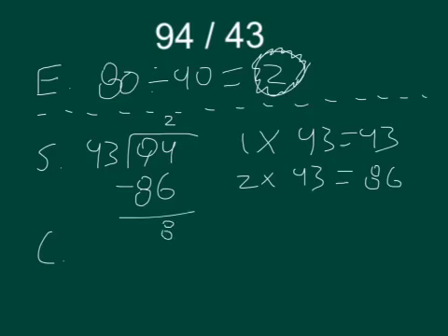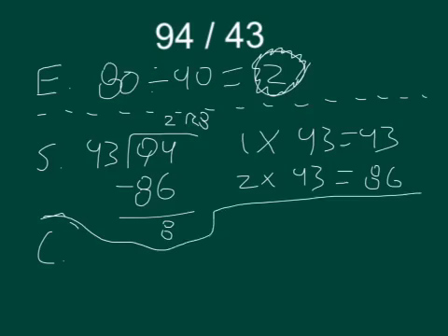I can't fit another group of 43 into 8, so I will just have to have that as my remainder, 8. Now we are not done yet because we don't just take our first answer as the absolute truth. So I want to make sure I go ahead and check this real quick.